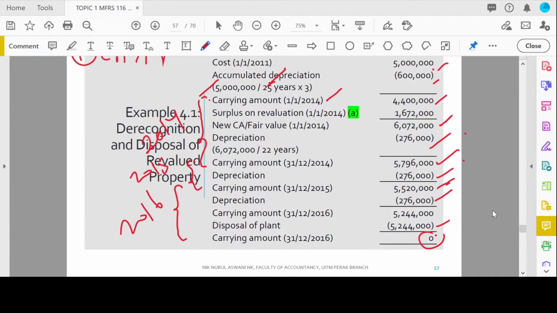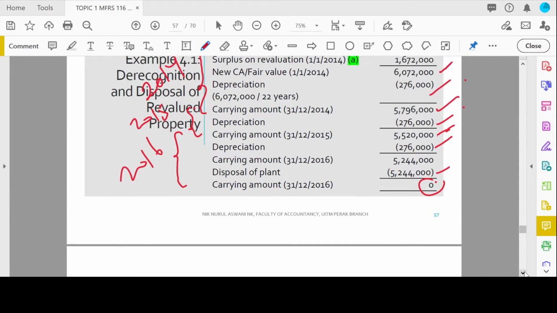What about year 2015? In year 2015, the only transaction that happened is we provide for depreciation. Year 2016, what happened? Number one, we provide for depreciation. And the next one is we dispose the asset, we dispose the plant. All right, so now let's prepare the journal entry.